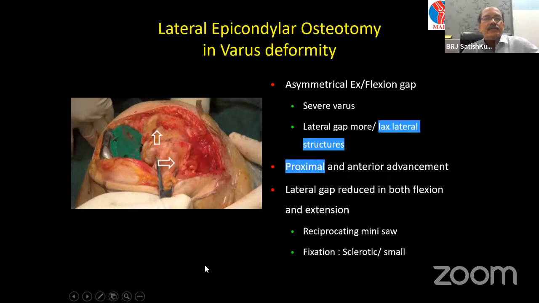So this is the lateral epicondylar osteotomy in varus deformity, where this is the lateral side, and you do the lateral condylar osteotomy, and you shift. Even though we say epicondyle, it's not a small one. You can see a big flap. A big flap has been osteotomized, and it has been shifted proximally, and see that the lateral gap is less. And if necessary, in these cases, whenever you do osteotomy, you have to use intraoperative CM.